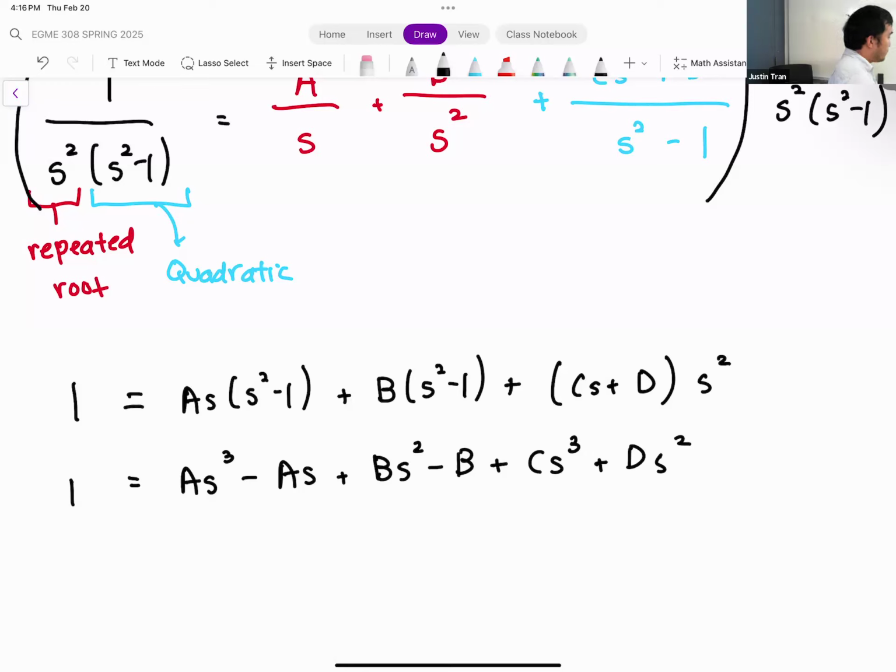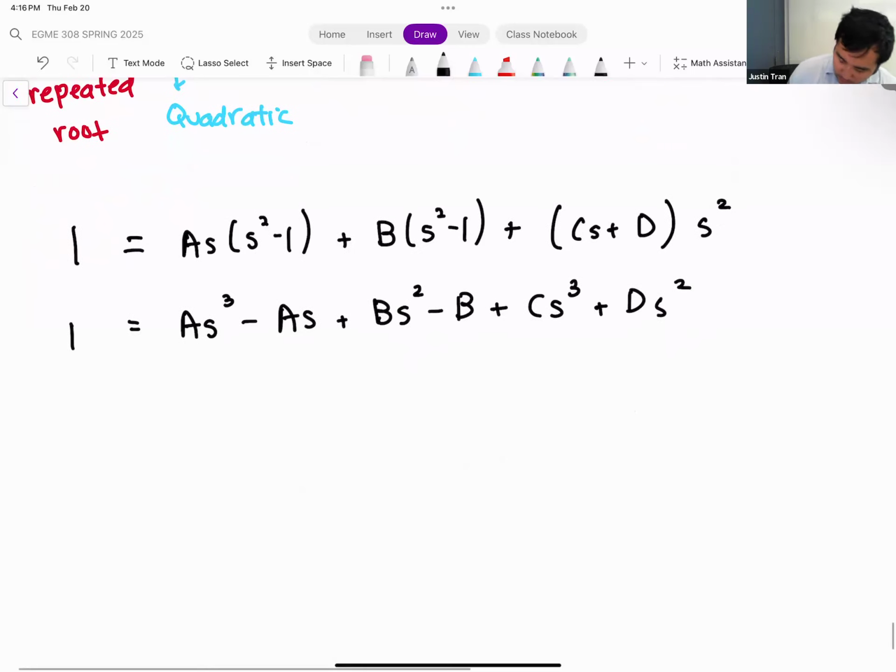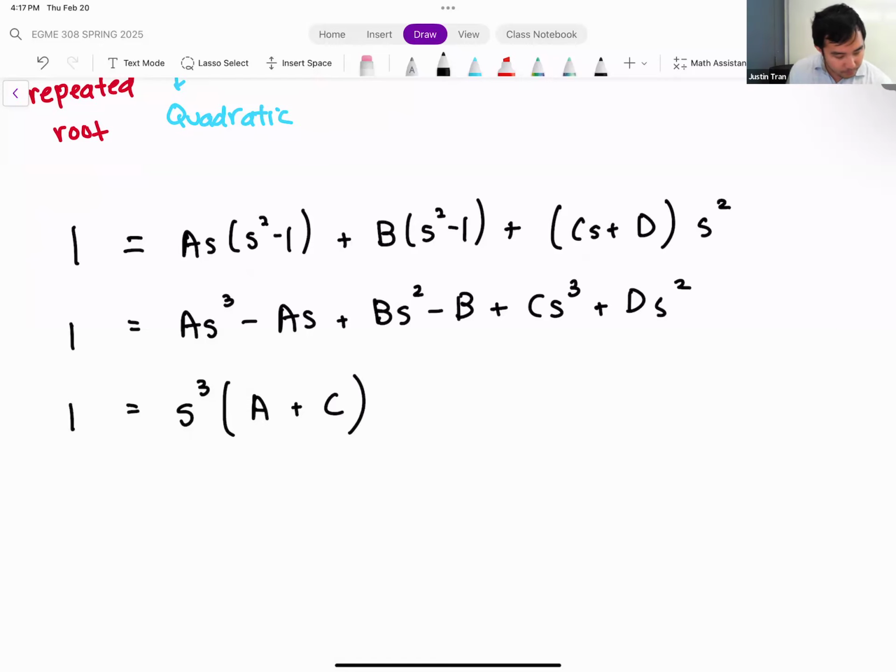All right, so let's group terms in terms of the powers of s that they have. We have 1 is equal to, let's look at all the s cubed terms. We have a plus c. I think those are the only s cubed terms that we have. And then the s squared terms: for s squared, we have b plus d.